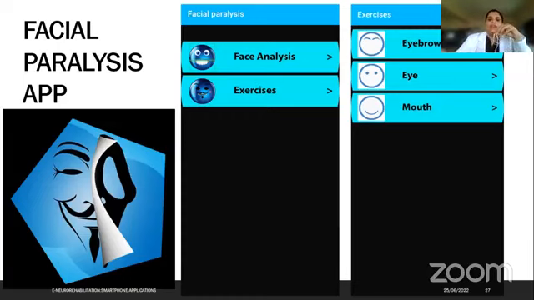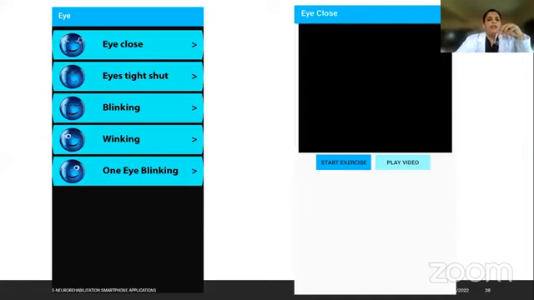As you can see in the exercises, there is eyebrow exercise, eyes exercise, mouth exercise, then blinking, winking. In the eyes exercise, you can see there are so many other options in which the patient has to keep the smartphone in front of him or her, so that the video camera is on. It will simultaneously detect how the patient is performing and help the patient perform exercises. So regular exercises will be done by the patient.